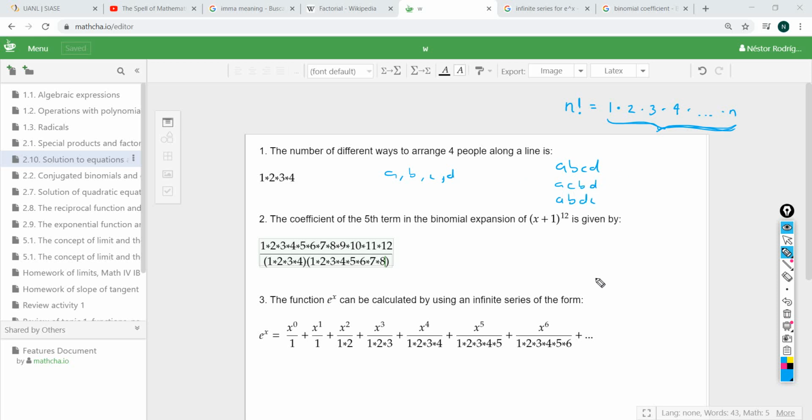I don't have to go on like that. So how many different arrangements do you have? You have 1 times 2 times 3 times 4, which is 24 in the end. And mathematicians discovered this a long time ago.